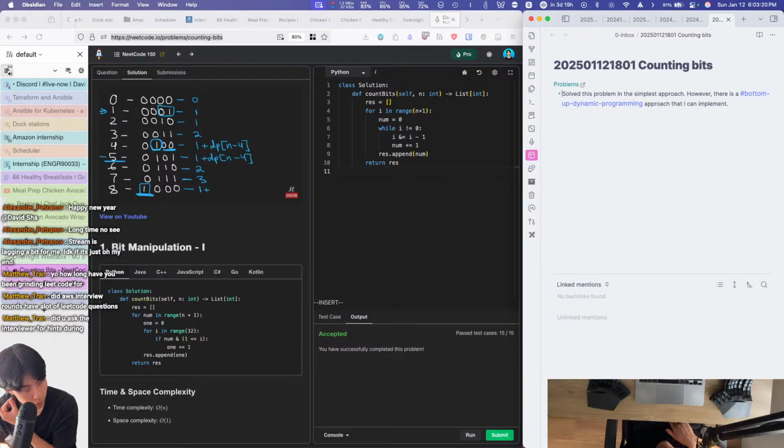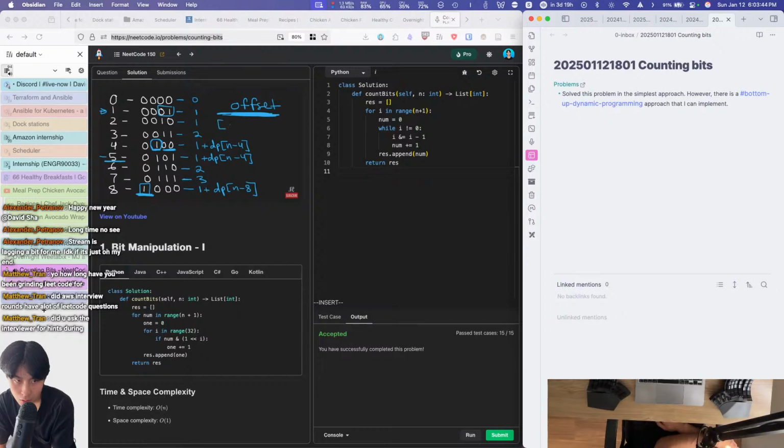Since this is going to be 1 plus dp of n minus 8, you can tell that for each value, this is going to be the equation 1 plus dp of n minus a particular integer, and that integer is going to be called the offset. And the offset is going to be the most significant bit that we have reached so far. And what are the most significant bits?